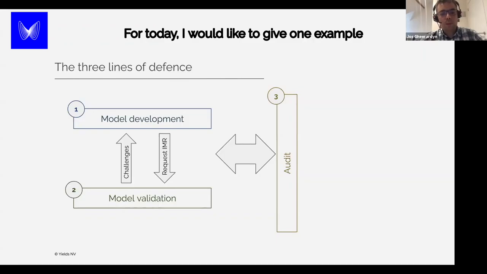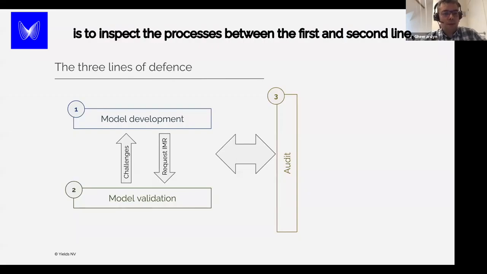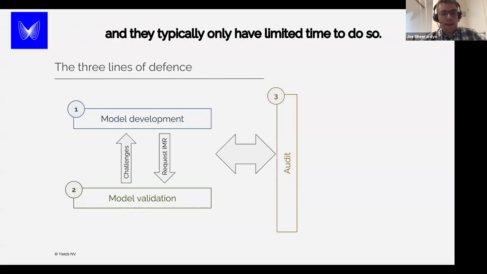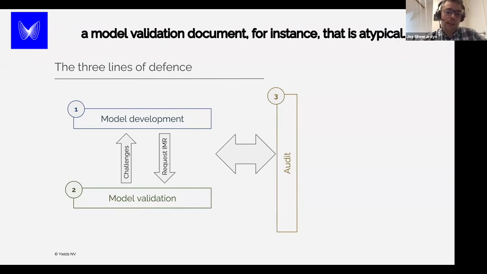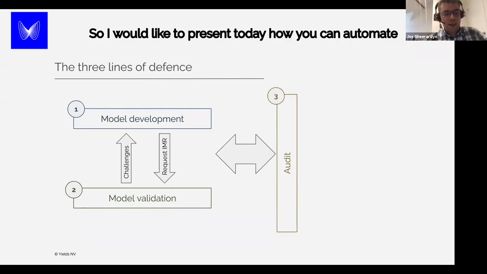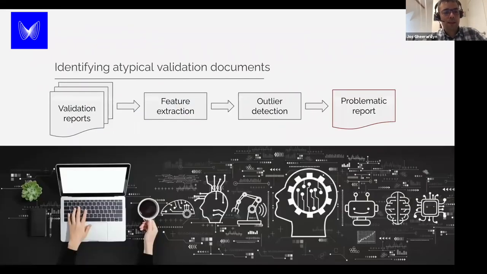For today, I would like to give one example of how machine learning can be used to make the work of audit of the third line of defense more efficient. One of the main responsibilities of the third line is to inspect the processes between first and second line, and they typically only have limited time to do so. So one of the key challenges is to identify an interesting process, a model validation document, for instance, that is atypical. So I would like to present today how you can automate this, how you can use machine learning to help with the selection of such a validation document.